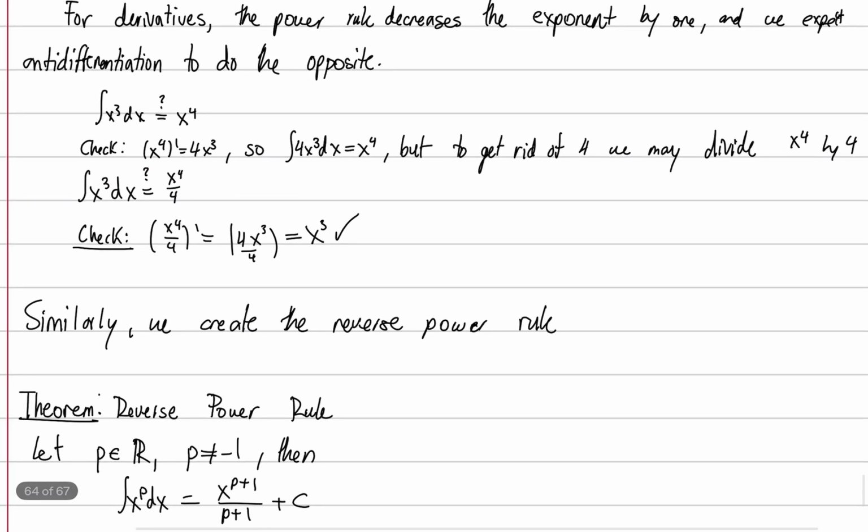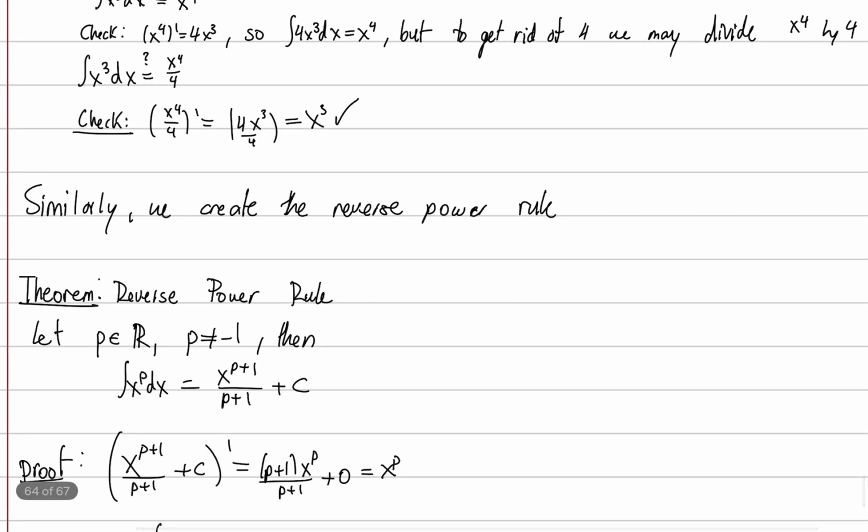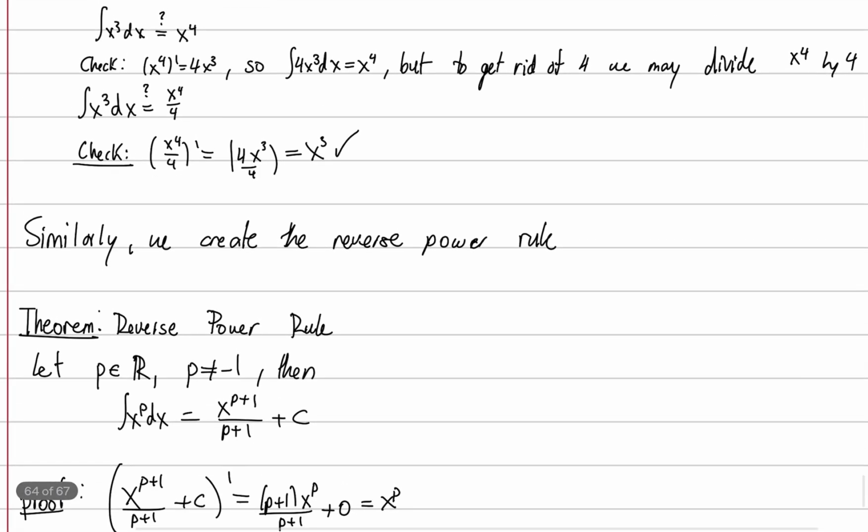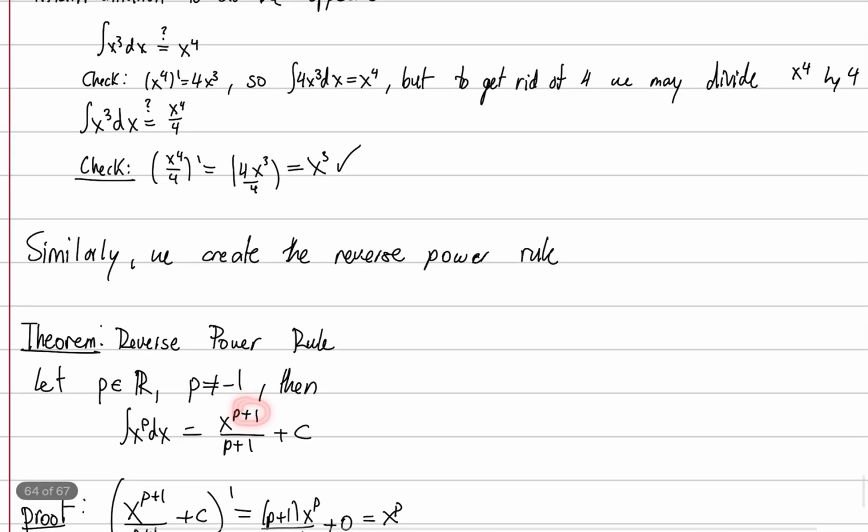So we can now create a general reverse power rule. This is our theorem. For p in the real numbers, the only exception is that p cannot be -1. If p is -1, that is the antiderivative of 1 over x dx. That's a whole other deal with natural log. That's its own thing. But if it's not -1, then we can just use this reverse power rule, where we add 1 to the exponent and divide by our new exponent.